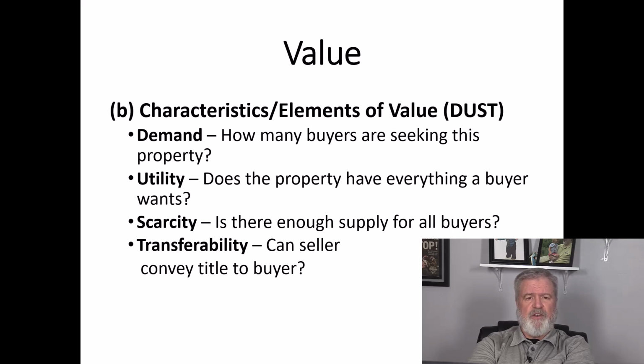Here we're looking at what we consider to be essential elements of value. In fact, there's even an acronym there if that helps you to remember these four elements of value, called DUST. Demand, utility, scarcity, and transferability. That's a memory item right there. They will likely ask you a question in some way to make sure you know what the essential elements of value would be. Obviously, demand.